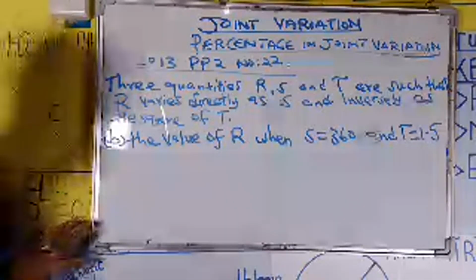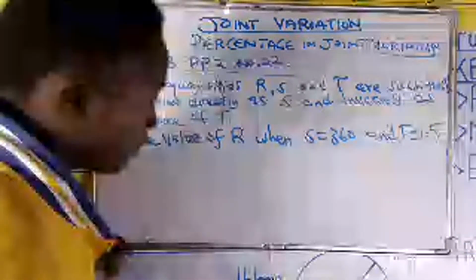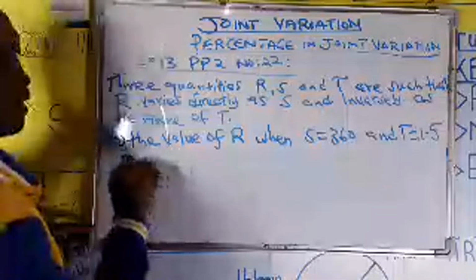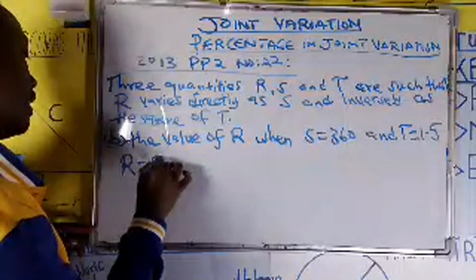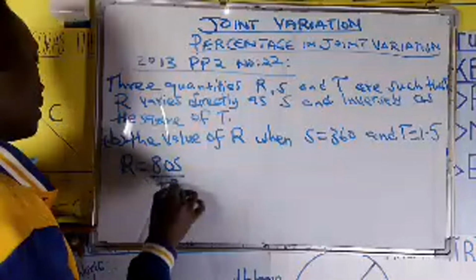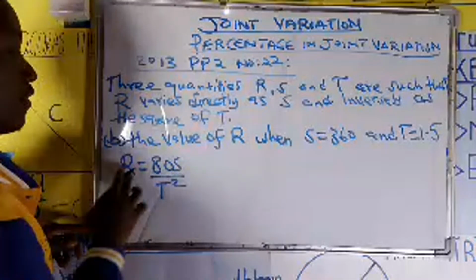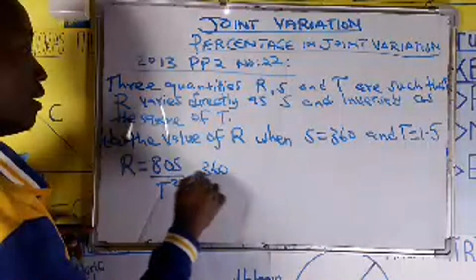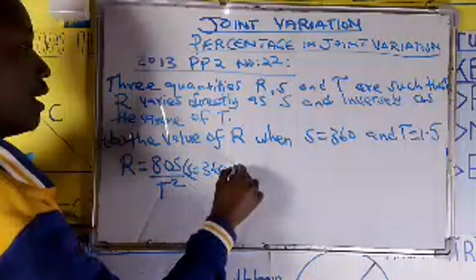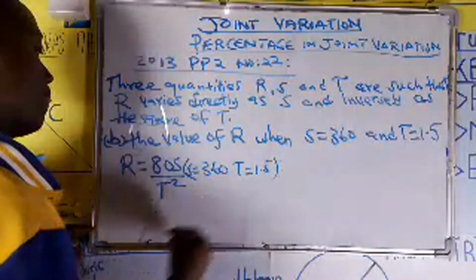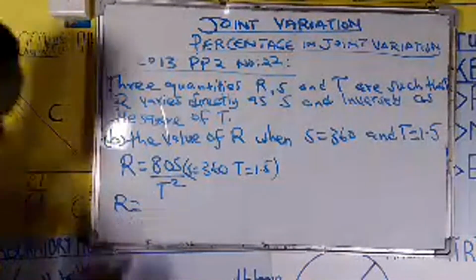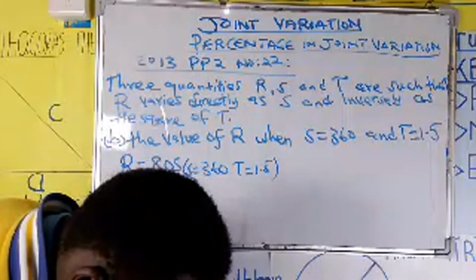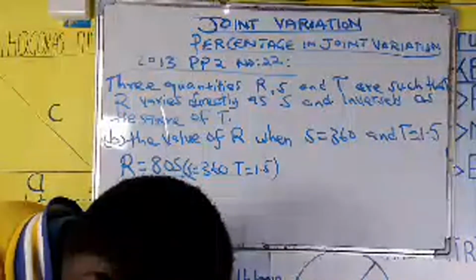So when we are told to answer this one, we are going to take our equation. Our equation is R is equal to 80S over T squared. And with that, let us find R when S is 360 and T is 1.5. So it is going to be R is equal to, let us check that one out.